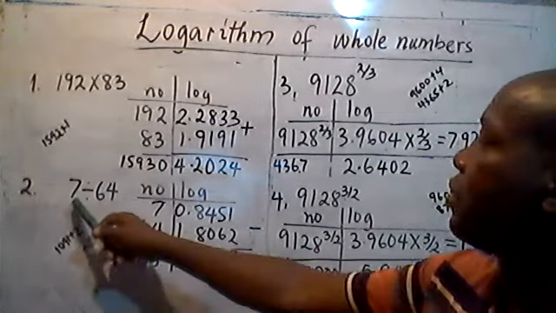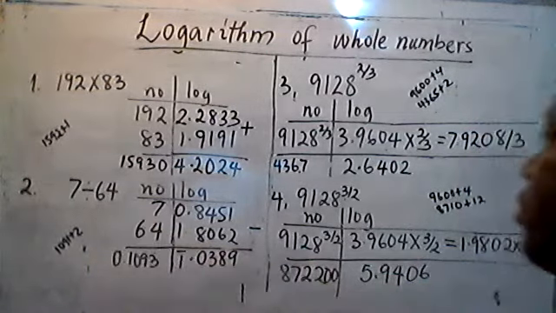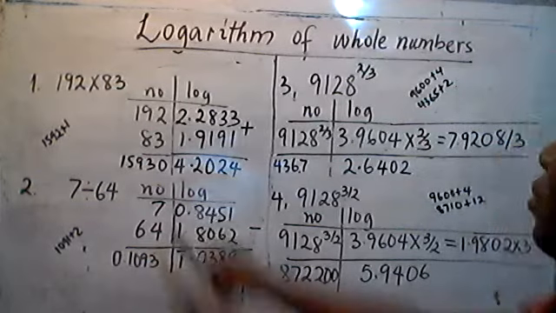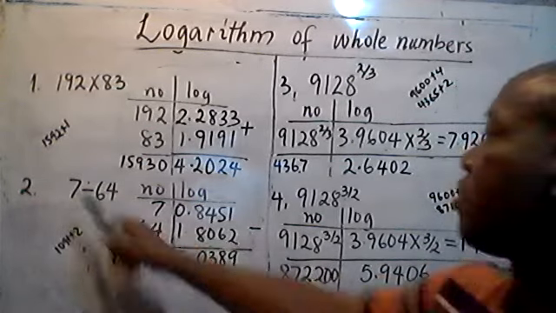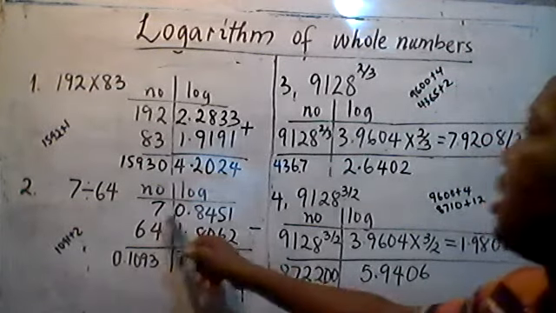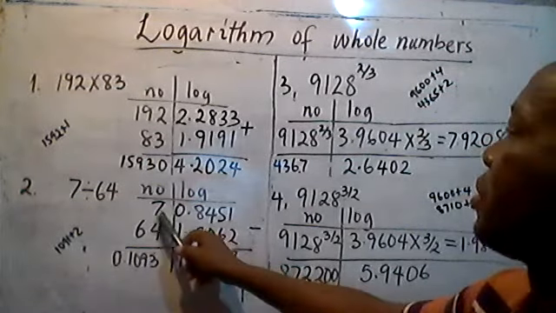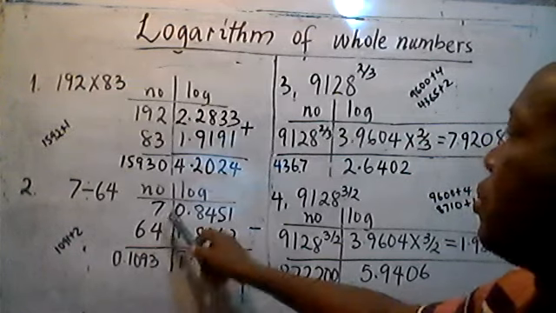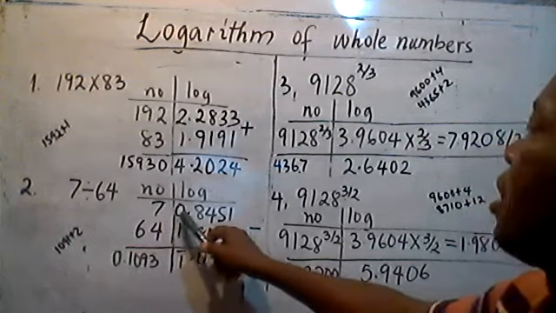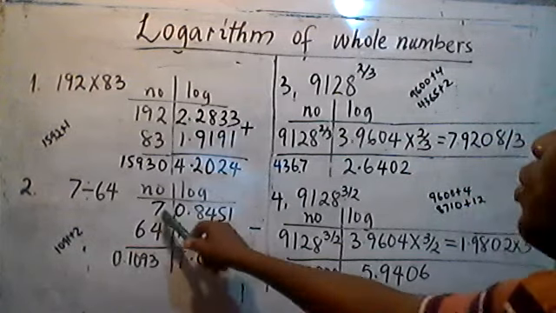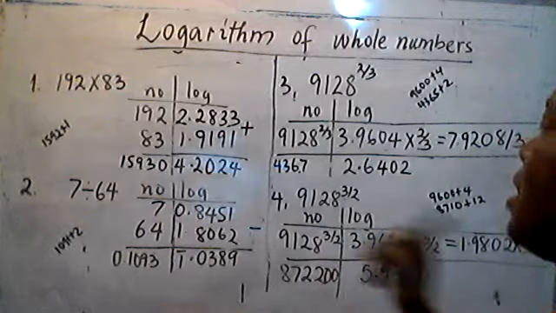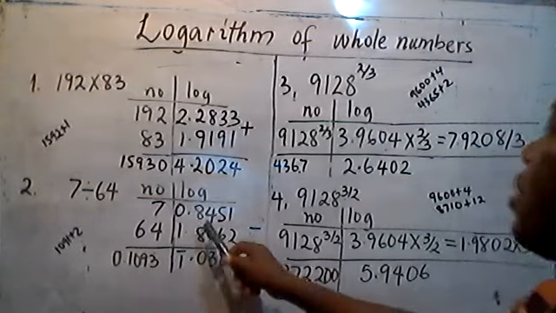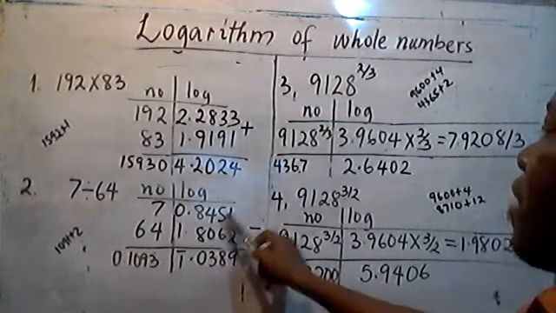Assuming we are asked to divide 7 by 64, we still use tabular form, number, log. The first number is 7. Then the integer part is 0 because the only part that we are supposed to leave is 7. So we now write 0, and then we look for 70 under 0. If you look for 70 under 0, you have 8451.